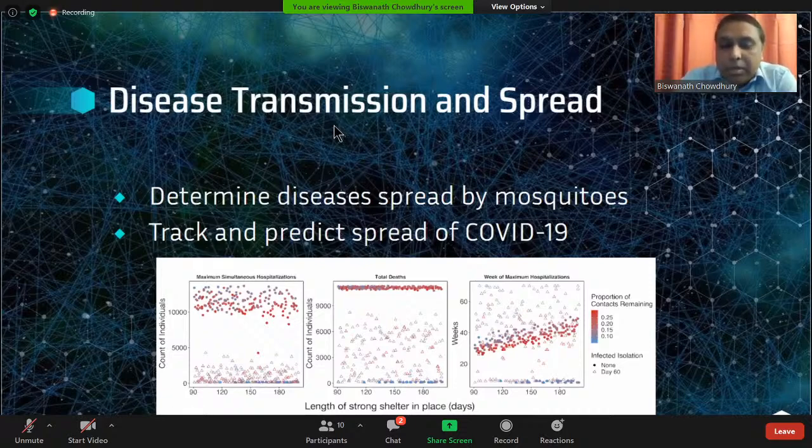Another group at Stanford is developing a model to predict the spread of COVID-19 based on how much people are following the guidelines, and also maintaining social distancing. So this model is actually available on GitHub, and anyone can play around with the model there.